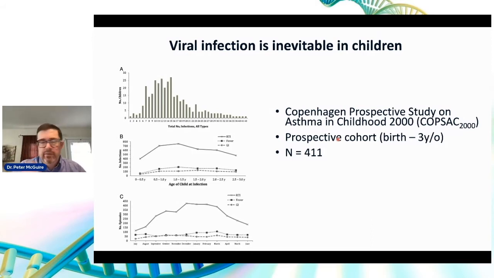They look at the development of asthma, but most importantly, which is interesting for us, they look at infections and when they occur over this 3-year period. There are about 411 individuals. And what you can see is that most children between birth and 3 years of age have between 10 to 15 infections over that time. The majority of those infections are respiratory tract infections, so coughs, colds, runny noses, things like that.